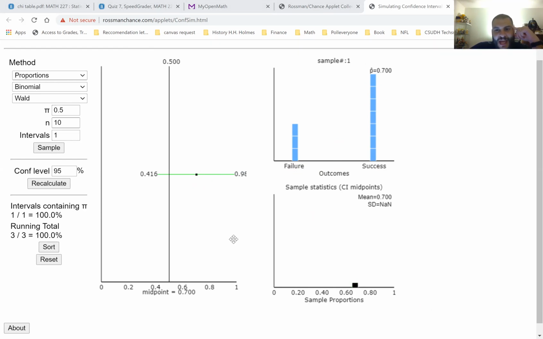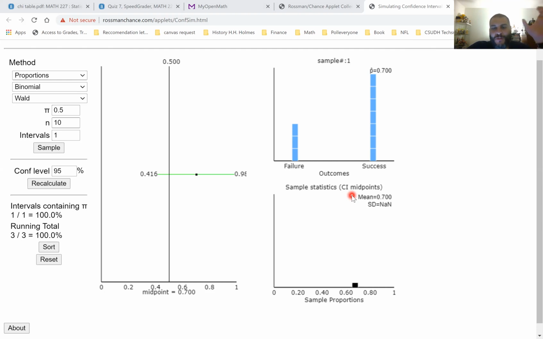So if you look at it, it gave us a confidence interval of 0.416 all the way to 0.98, and it got kind of cut off. So that's our confidence interval. All right. So if you look at it, pretty much what the confidence interval is trying to do is get us a range, and we're hoping that the parameter that we're looking for falls within that range.